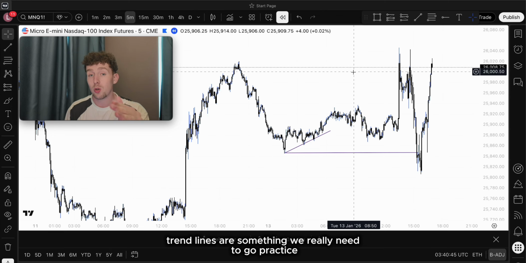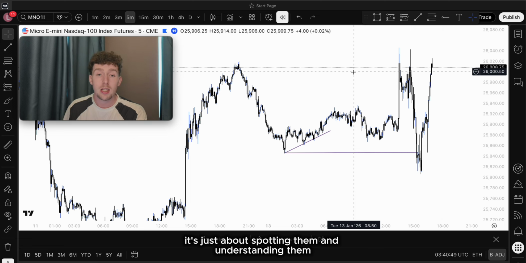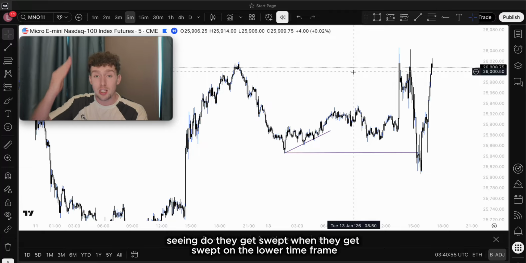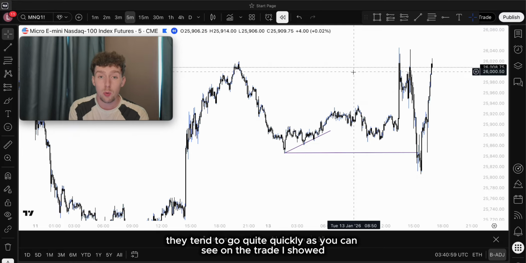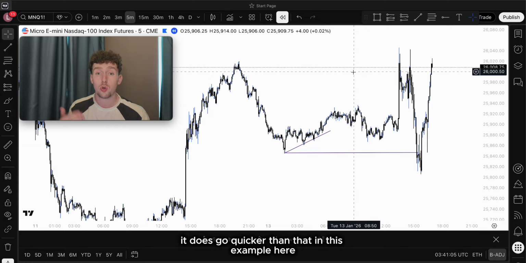Trend lines are something we really need to go practice. There's not much more to them than that. It's just about spotting them and understanding them. And that's going to come with going on the chart, spotting them, seeing do they get swept, when they get swept. On the lower time frame, they tend to go quite quickly. As you can see on the trade I showed, it went within half an hour of making that trend line. Normally it does go quicker than that.